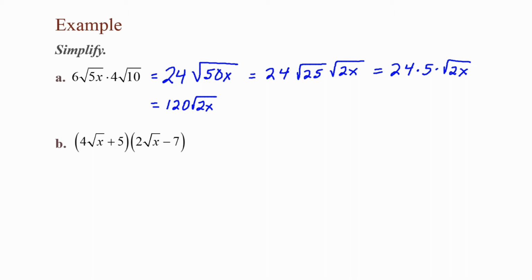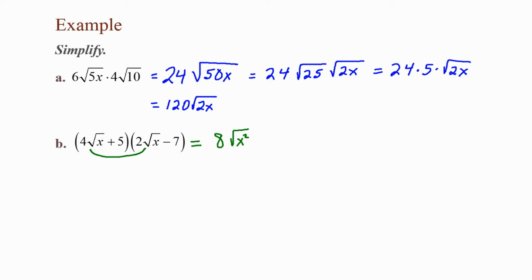Part B, I have in one parentheses 4 square root x plus 5, in the other parentheses 2 square root of x minus 7. To work this one, I need to use FOIL method, or I need to distribute the first parenthesis through the second parenthesis. Either way, I want to begin with 4 square root of x times 2 square root of x, which will give me 8 square root of x squared.